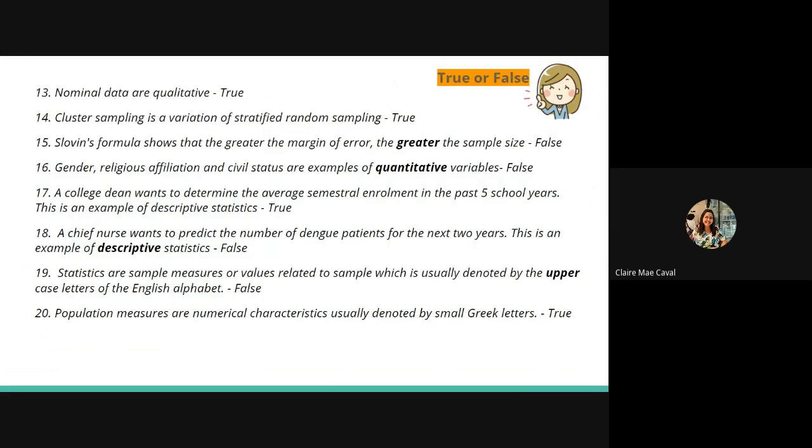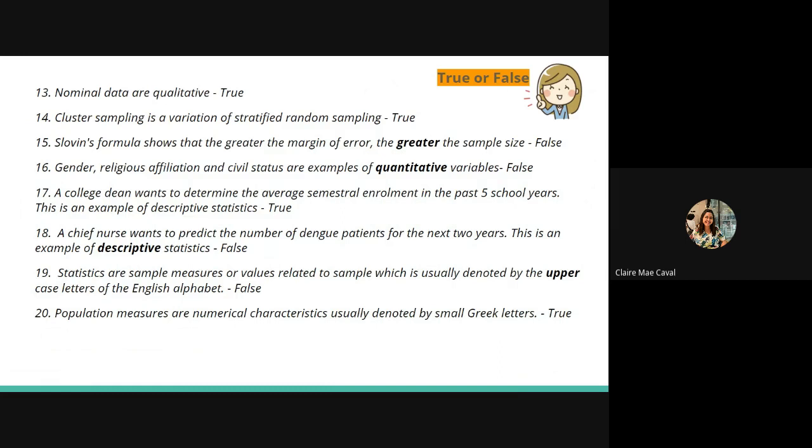Let's proceed. Okay, the true or false is the second portion of the quiz. Nominal data or qualitative. Okay, that's true. Okay, nominal data, for example gender, year level, they are qualitative. They cannot be measured. Next, cluster sampling is a variation of stratified random sampling. This is true again. Remember, the groups in cluster sampling are called clusters. In stratified random sampling they are called strata.